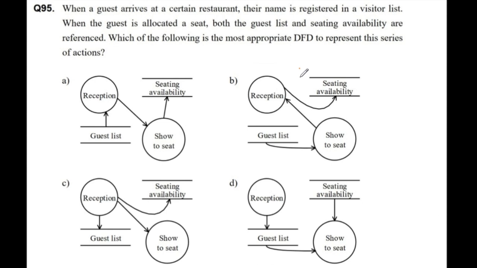Question number 95 of the ID Passport exam from PhilNITS. We are now in the strategy portion of the exam. In this question, we are being asked, when a guest arrives at a certain restaurant, their name is registered in a visitor list. When the guest is allocated a seat, both the guest list and seating availability are referenced. Which of the following is the most appropriate DFD to represent this series of actions?